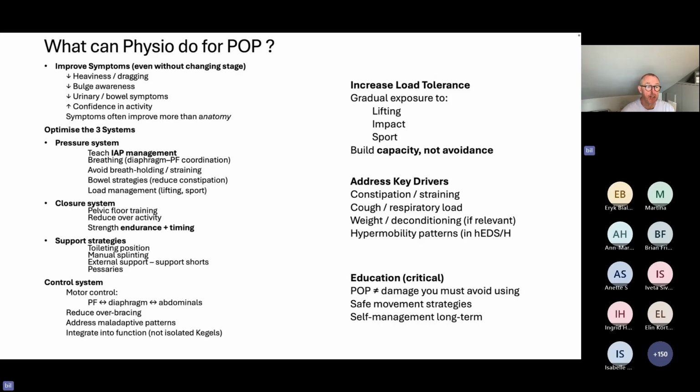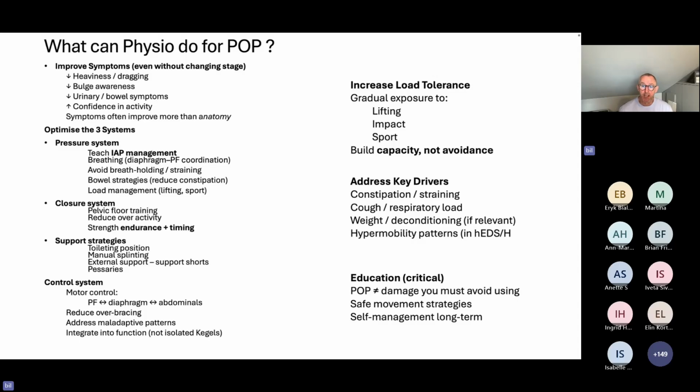Support strategies are things like toileting, manual splinting, external support, and pessaries. Then we go to the control system and look at motor control. How do we get the pelvic floor, the diaphragm and the abdominals working together? Because we work them, we take them into the gym, into graduated load tolerance, gradual exposure to lifting, impact, and sport. Build capacity. Don't avoid, adapt what we're doing so that they can manage the activities without making their symptoms worse. Address key drivers like constipation, coughing, weight if they're a bit overweight, deconditioning, and hypermobility patterns.